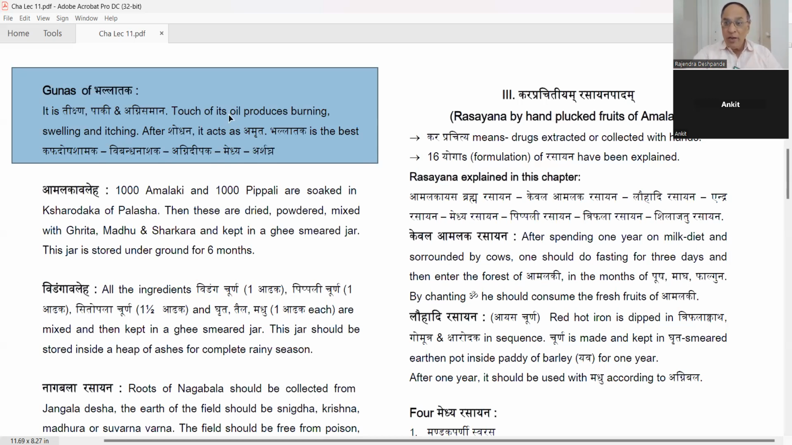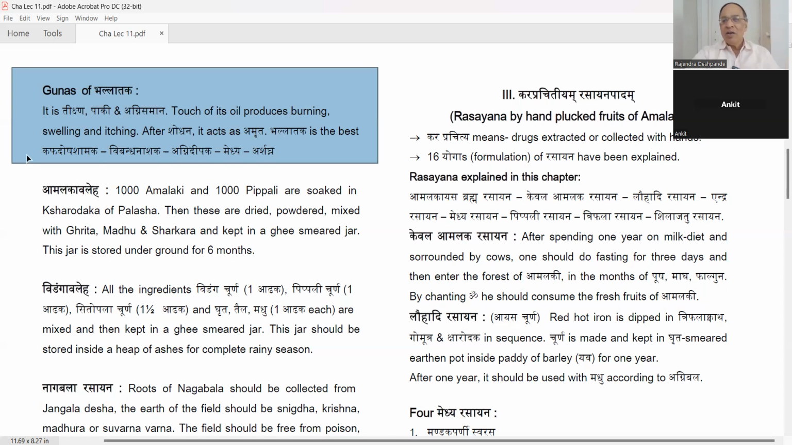Touch of its oil, even one drop. If I get Bhallataka oil on my skin, if I am allergic to Bhallataka, then a lot of itching will start, erythema will be there, burning will be there. Touching the Bhallataka oil causes skin allergy, swelling and itching. After shodhana, that means this is for the impure Bhallataka. If Bhallataka shodhana, purification, is done, then it is like amrita, nectar.